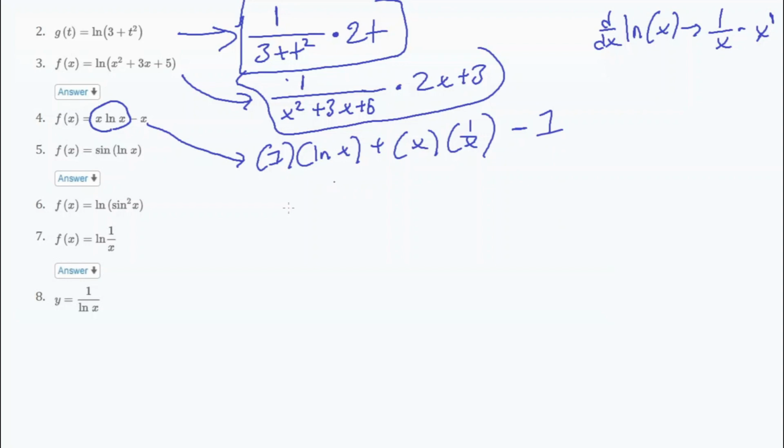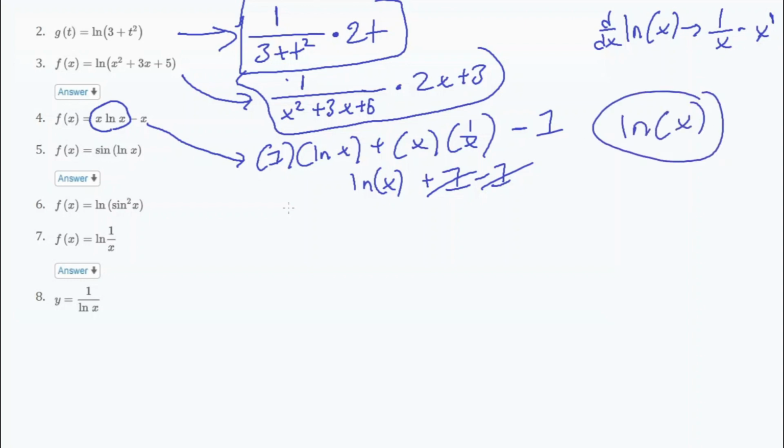So now let's simplify. We have ln x plus x times 1 over x, which is going to be 1 minus 1. And that crosses out. So we're left with ln x as our final answer.